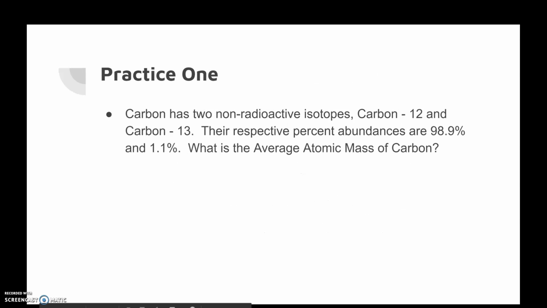Here's our first practice problem. Carbon has two non-radioactive isotopes, carbon-12 and carbon-13. Their respective, or in order, percent abundances are 98.9% for carbon-12 and 1.1% for carbon-13. What is the average atomic mass of carbon?